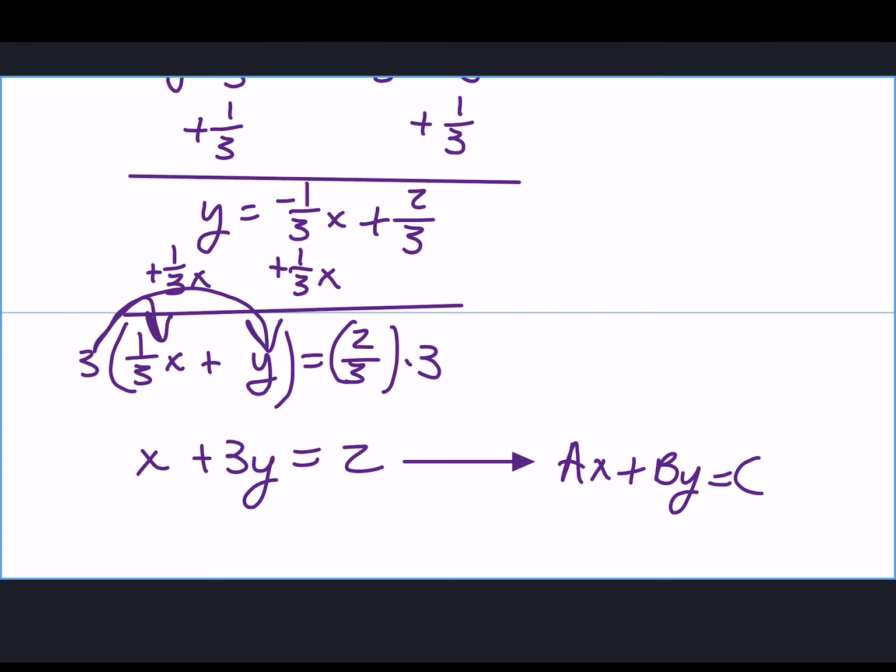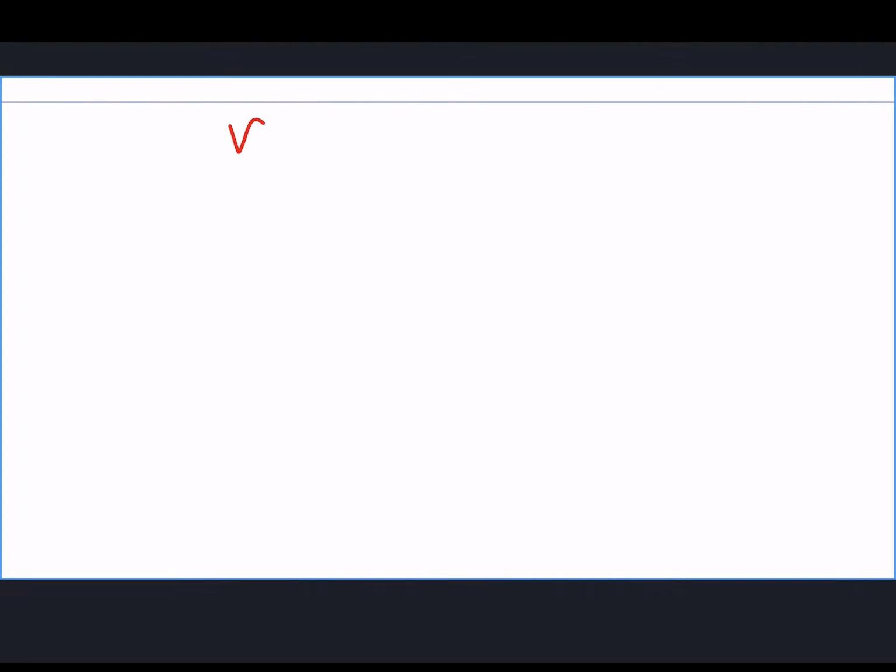Any others? Go ahead. Okay, vertical and horizontal lines. We're not quite to my favorite part, but we're getting there.